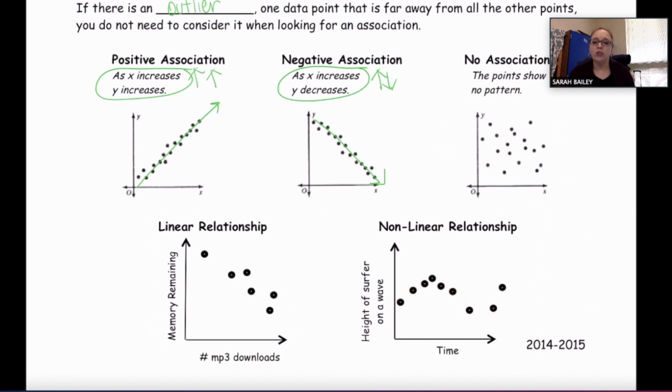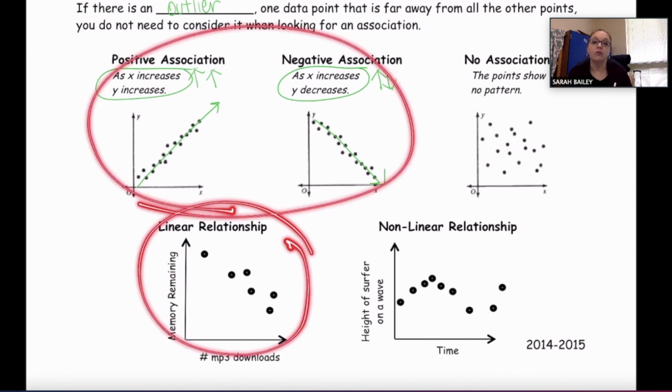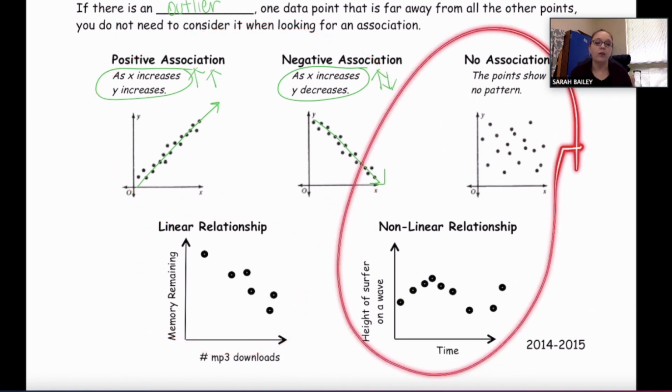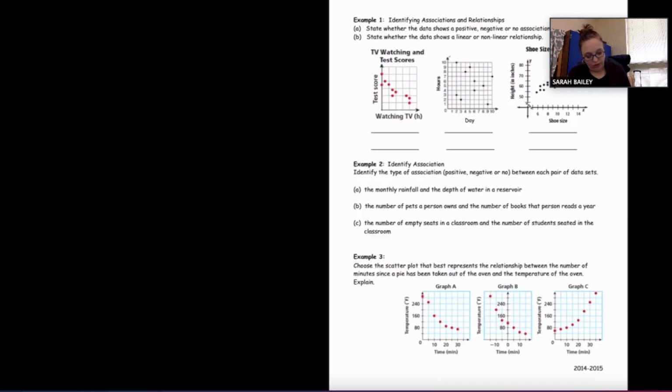So I will also tell you that linear relationships will either have positive or negative associations, okay? Nonlinear relationships, we'd always say no association for those. Okay, let's go to the next page.